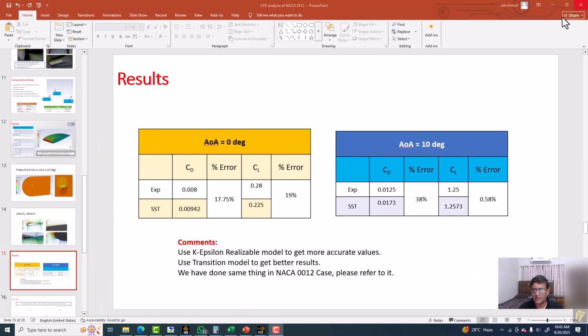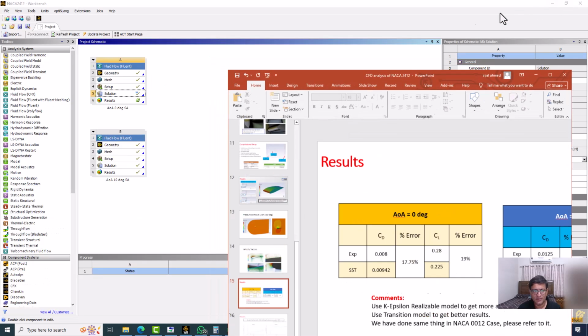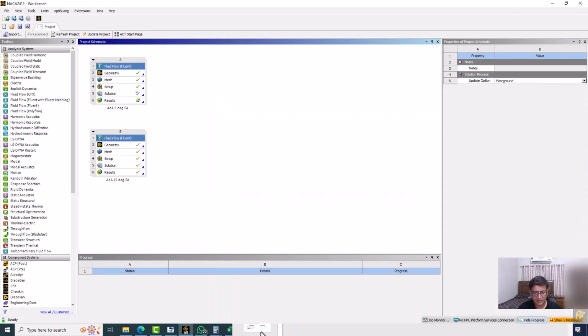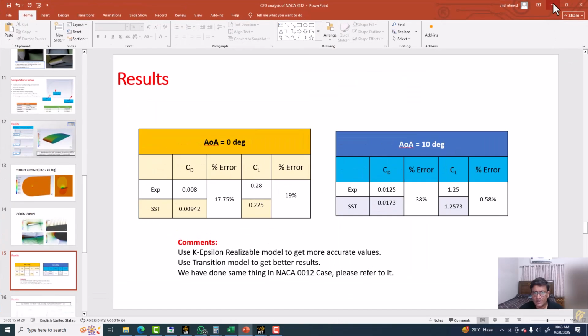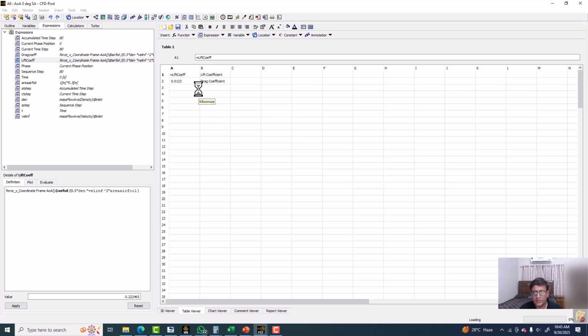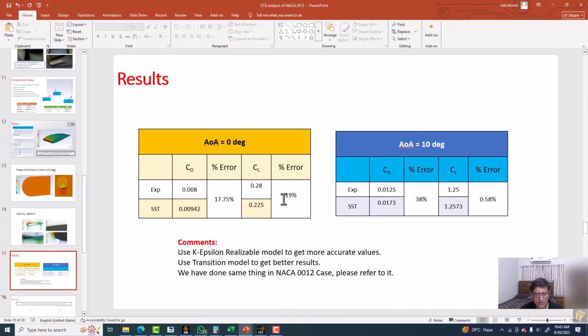Okay, so I verified the results, and it turns out that we were comparing the 10 degrees angle of attack case, and our case was the 0 degree. Right now I was explaining. I ran the case for some iterations also, so that I can confirm that it is not because of the solution, but it is actually a case of the 0 degrees angle of attack. So the lift coefficient is 0.2225, almost the same, close to this value.